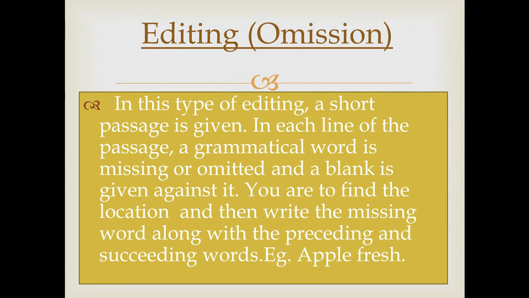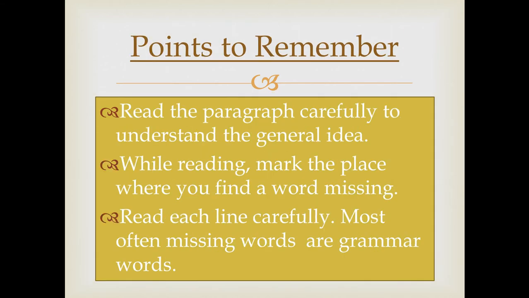And in the third blank we will write the succeeding word, that is the word which is after the word which we have supplied, right? So fresh. So then it makes a complete sentence. Apple is fresh. Got the point? I hope you have understood it. Preceding, succeeding, and in between you have to write the word which you have supplied instead of that missing word, right?